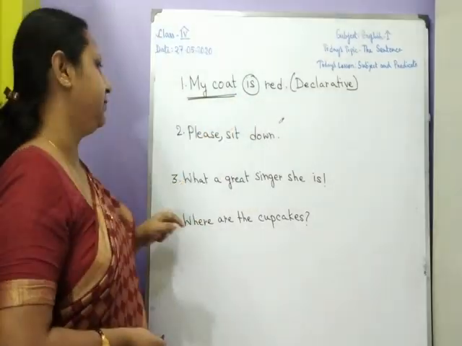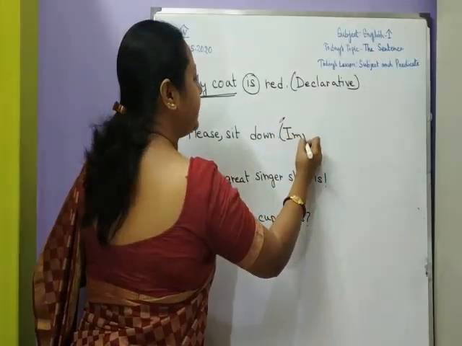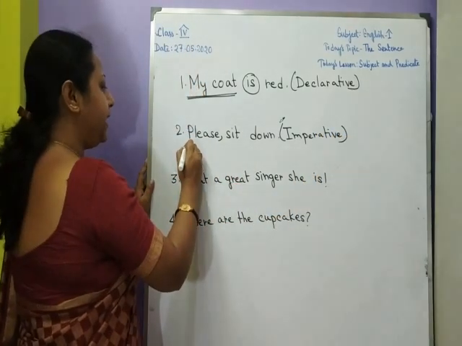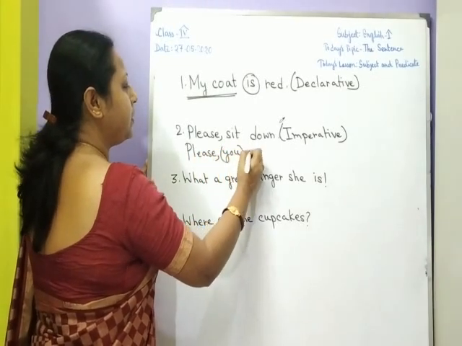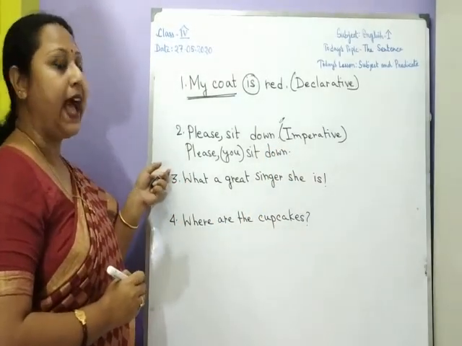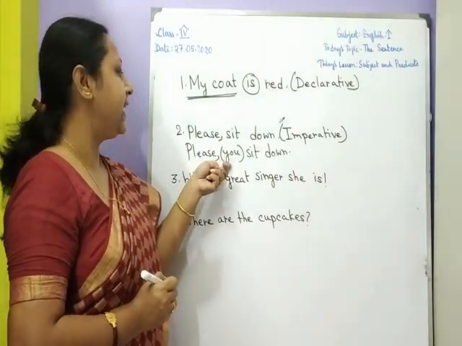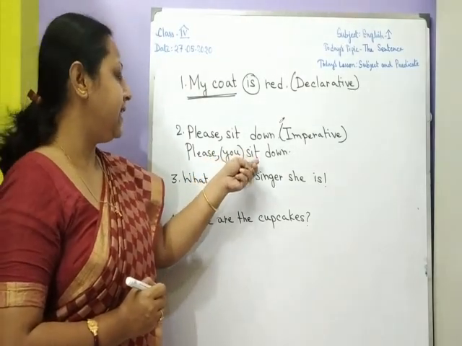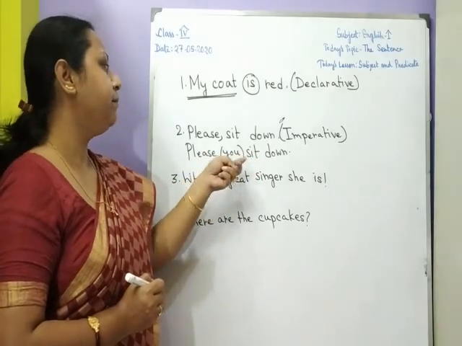Please sit down. It is a request, so it is an imperative sentence. It is actually, please you sit down. We should know that in an imperative sentence, the subject is implied. It is hidden. Here, you is the subject and sit is the verb. So, in an imperative sentence, the subject comes before the verb.